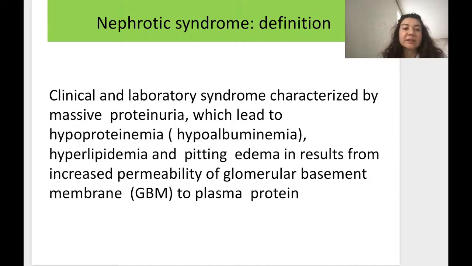And the next syndrome for today is nephrotic syndrome. What is nephrotic syndrome? A clinical and laboratory syndrome characterized by massive proteinuria which leads to hypoproteinemia or hypoalbuminemia, hyperlipidemia, and pitting edema, resulting from increased permeability of the glomerular basement membrane (GBM) to plasma protein.